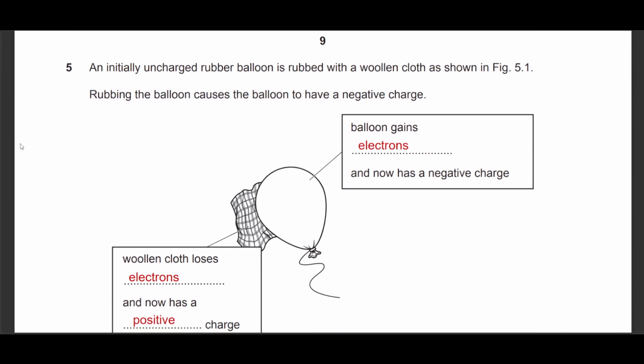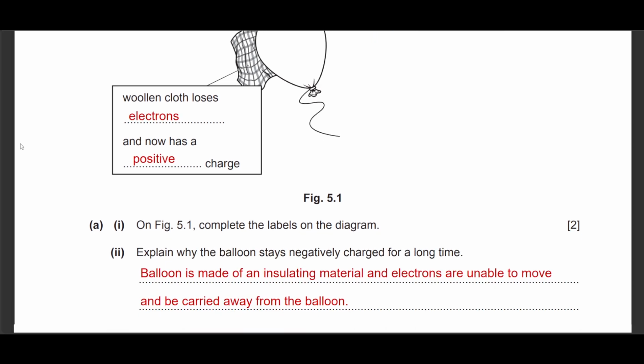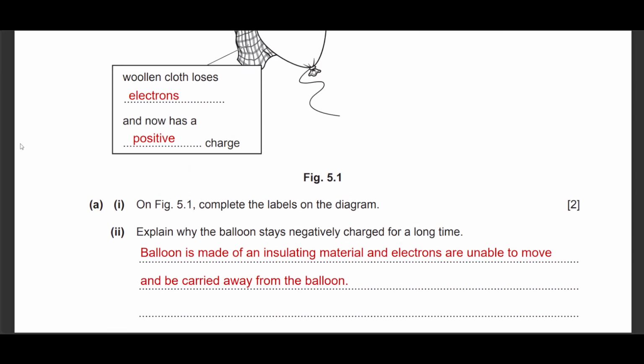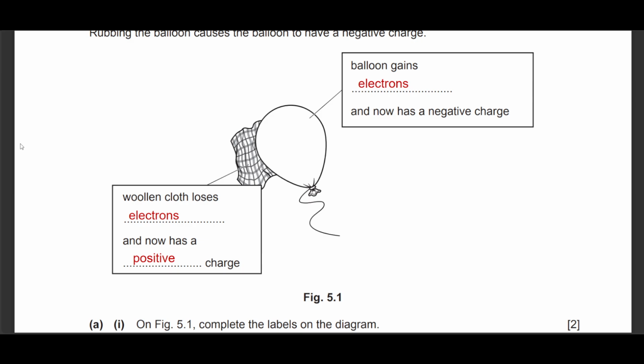An initially uncharged rubber balloon, that means there is no charge on it, is being rubbed with a piece of cloth and there are going to be charges on it. It says complete the labels on the diagram. So the balloon gains electrons and is now negatively charged. Although this blank is empty, we understand that for this chapter, only electrons can be moved. Protons or positive charges do not leave their positions. So it must have gained electrons to become an overall negative charge body.